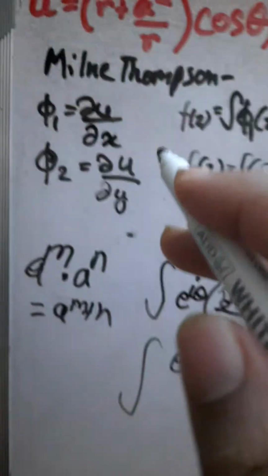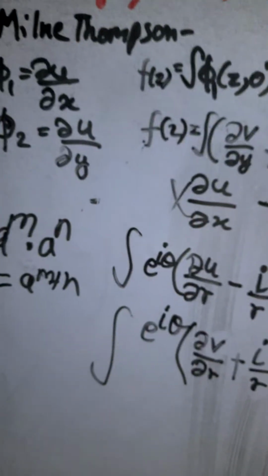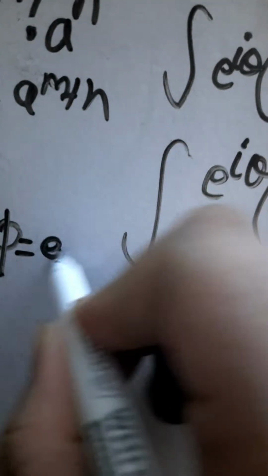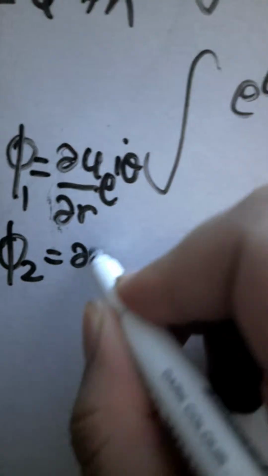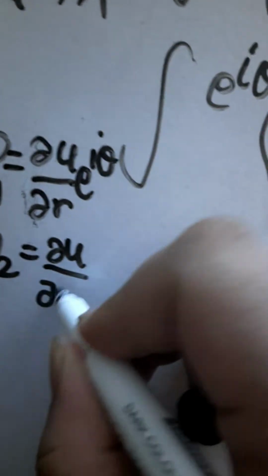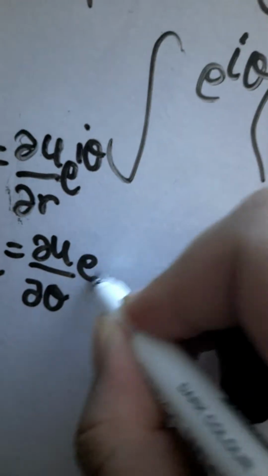So here phi 1 phi 2 doesn't work, I guess. Or else you can just say here phi 1 is equal to e raised to I theta. Let's see, del u by del r e raised to I theta is phi 1, and phi 2 is del u by del theta e raised to I theta. It will give the same stuff.